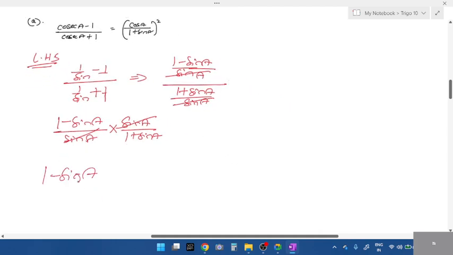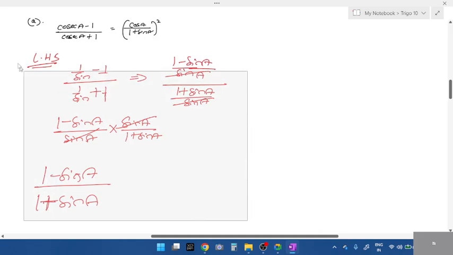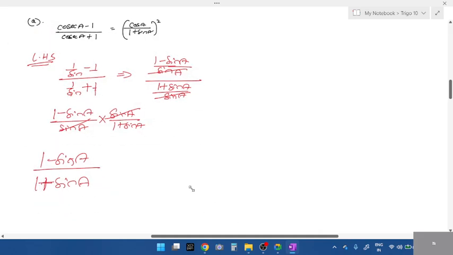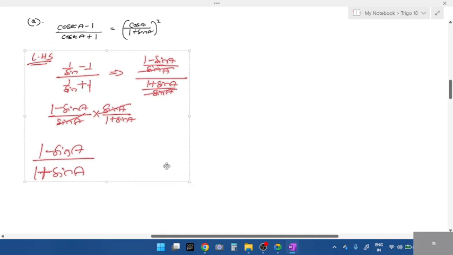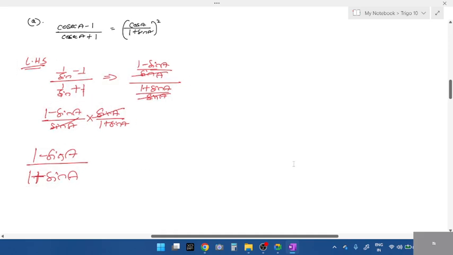Divided by 1 plus sine A. Can we further factorize this? I mean, solve this? What's the other way to do it? I told you all we have to convert everything into sine and cos. We have already converted into sine, students. We can't further convert into any other value, right?